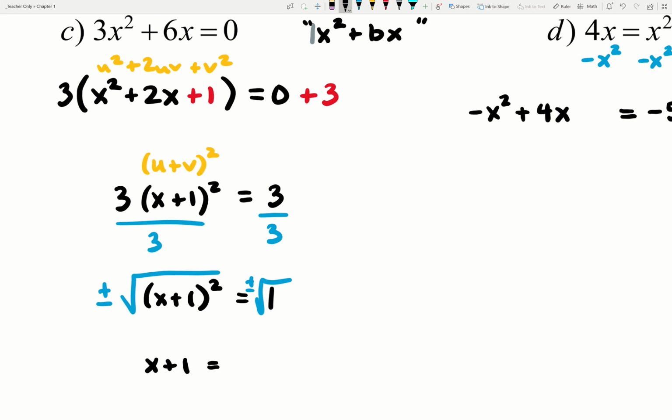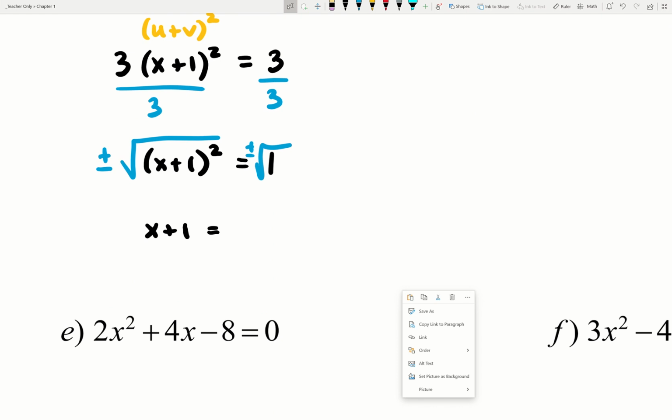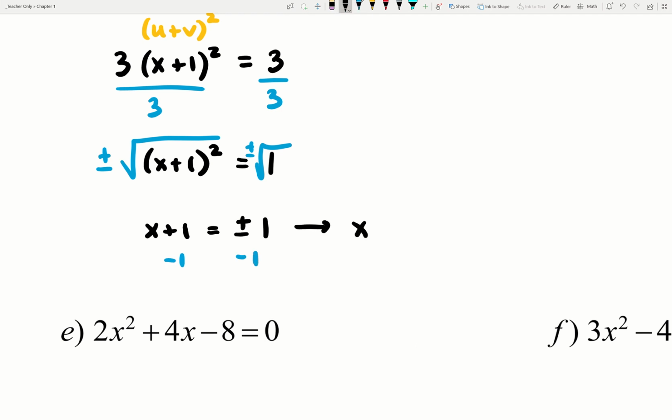And on the right-hand side, I have the square root of 1. That's actually something that you can evaluate. That's just going to end up being positive 1. So plus or minus positive 1. Okay, and then of course to get x by itself I'd have to subtract 1 from both sides, in which case I end up with x is equal to, since I subtracted 1 from both sides, I'll say negative 1 and then plus or minus 1.